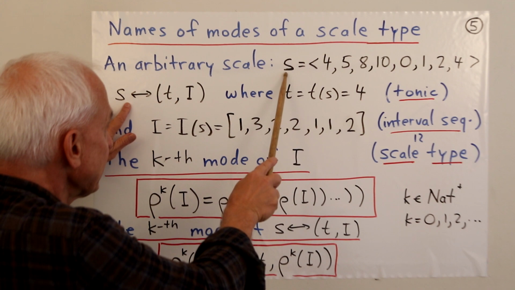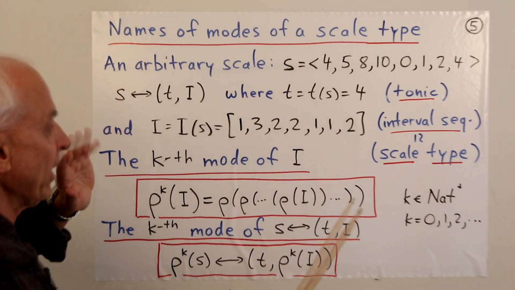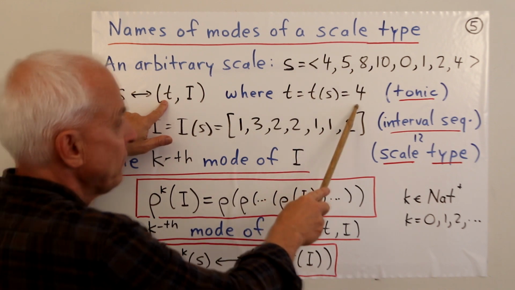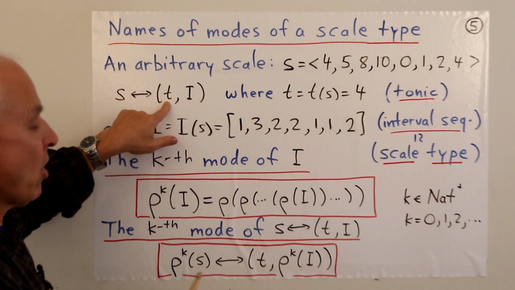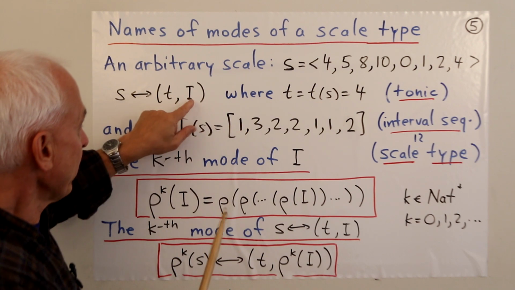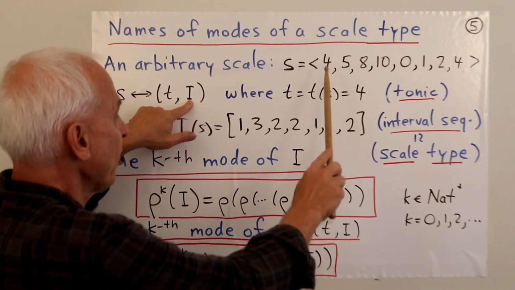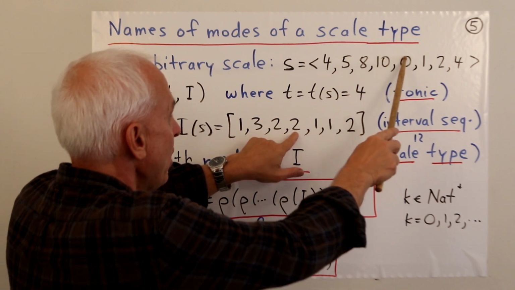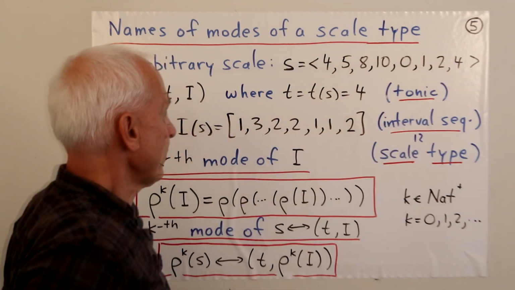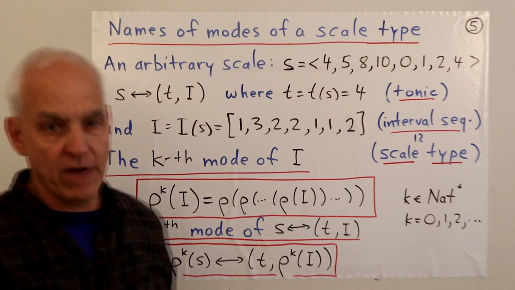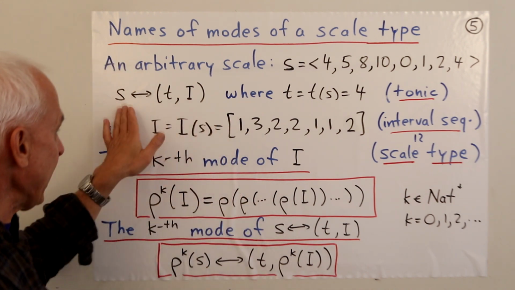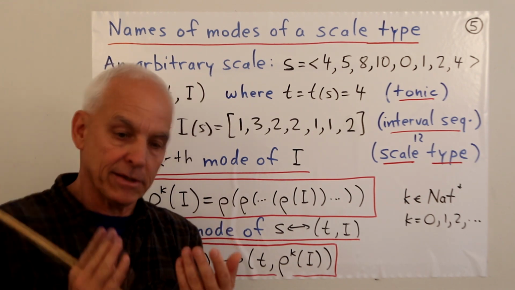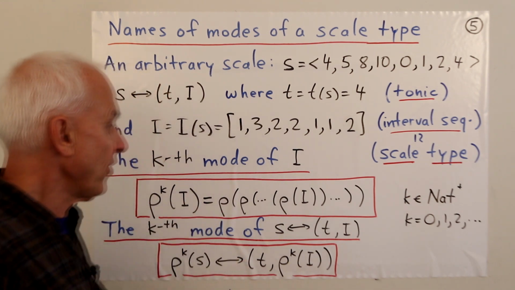Then associated with the scale, we know that we can associate two things, the tonic and the interval sequence. The tonic is the first note, which is 4, also the same as the last note. Let's call that T. And then the other important thing is the interval sequence, which in this case is 1, 3, 2, 2, 1, 1, 2. Okay, that's the interval sequence. Call it I, or I of S. So the scale is determined by this pair of data, the tonic and the interval sequence.